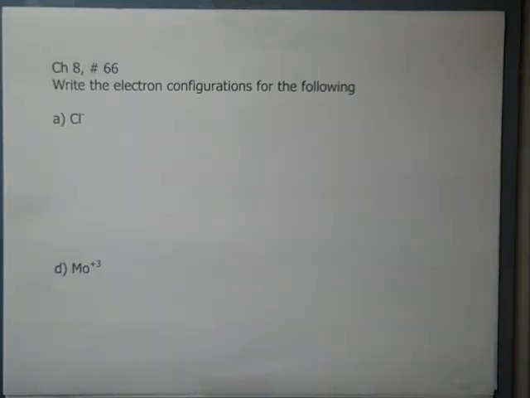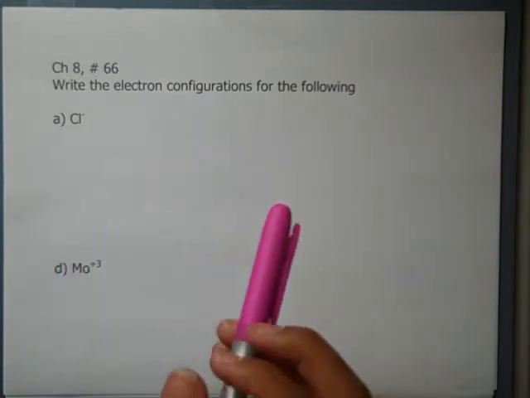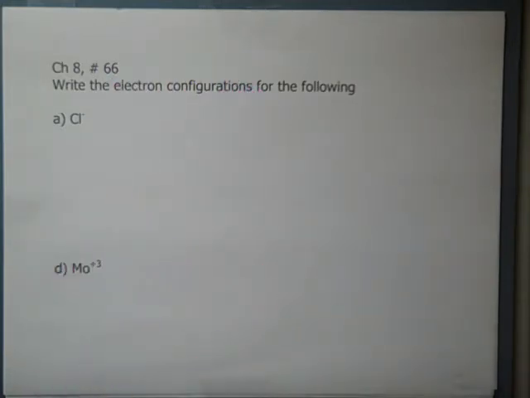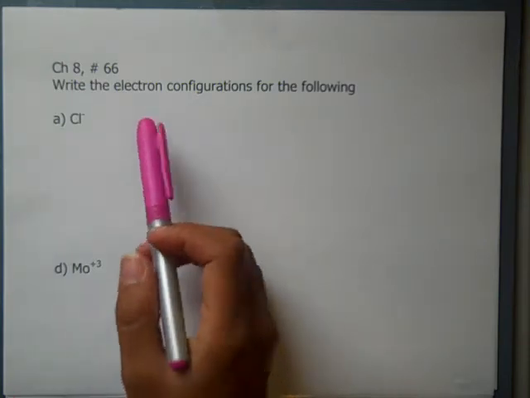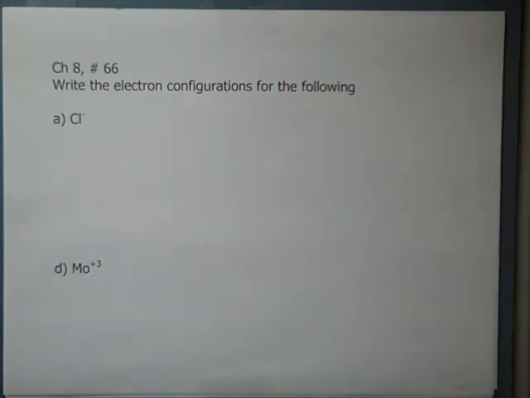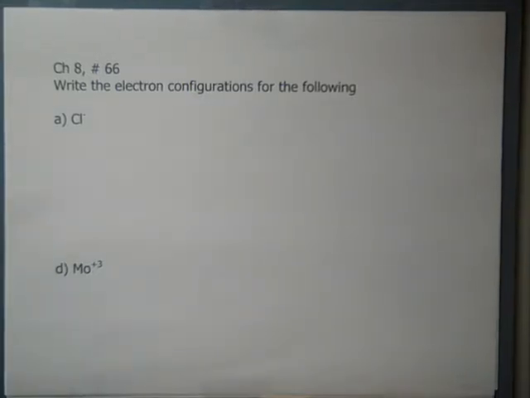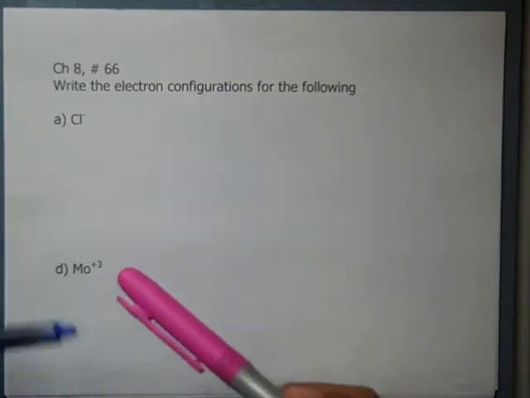Chapter 8 is all about the electron configurations. So here is one of the questions, number 66, in the back that asks about the electron configurations for anions and cations. So just ions, not just the regular elements. How we start off with these, we would do the same thing.